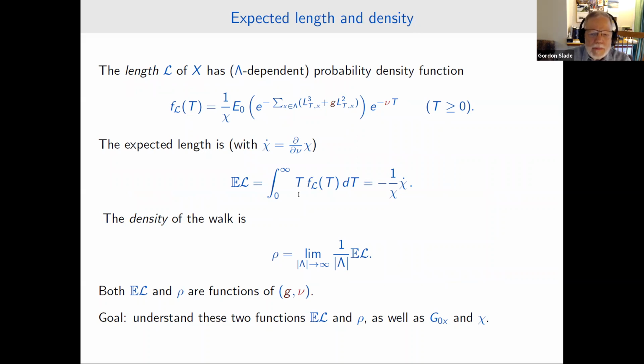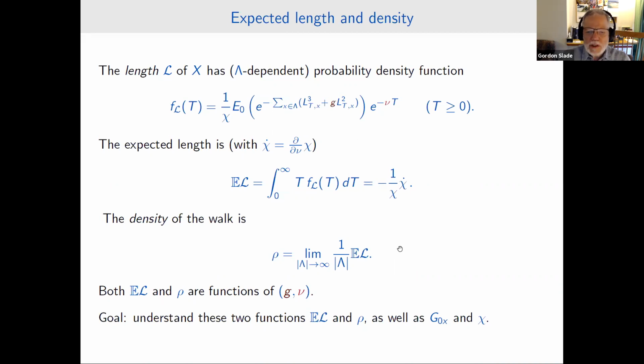And well, one way to get the t is to just differentiate chi with respect to nu. That will bring down a t with a minus sign. So this dot here represents differentiation with respect to nu. And so the expected length can be computed from the susceptibility in this way. And the density of the walk is the limiting value, assuming the limit exists as the volume goes to infinity, of the expected length divided by the volume.